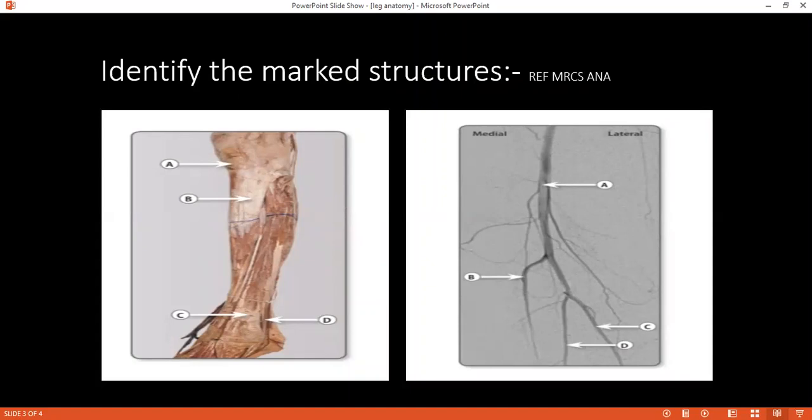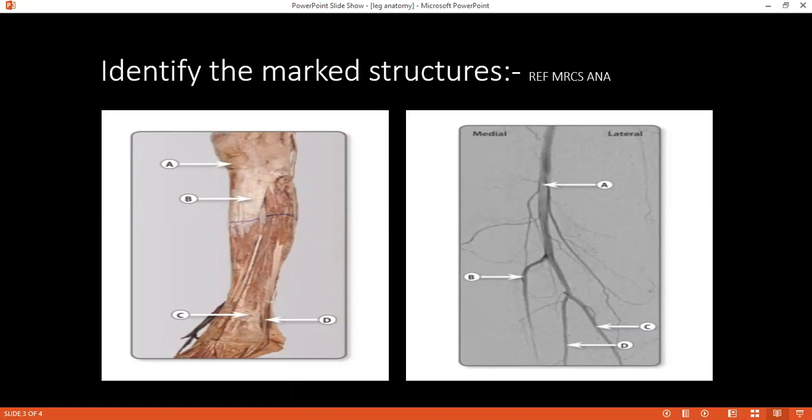The anterior compartment contains the tibialis anterior muscle, the extensor hallucis longus, extensor digitorum longus, and the peroneus tertius muscle, supplied by the deep peroneal nerve. The lateral compartment has the peroneus longus and brevis muscle, supplied by the superficial peroneal nerve, and the posterior compartment, superficial, contains the gastrocnemius, soleus, and plantaris. Yes. Deep compartment contains tibialis posterior, popliteus, and the flexor hallucis and digitorum muscles, supplied by the tibial nerve.